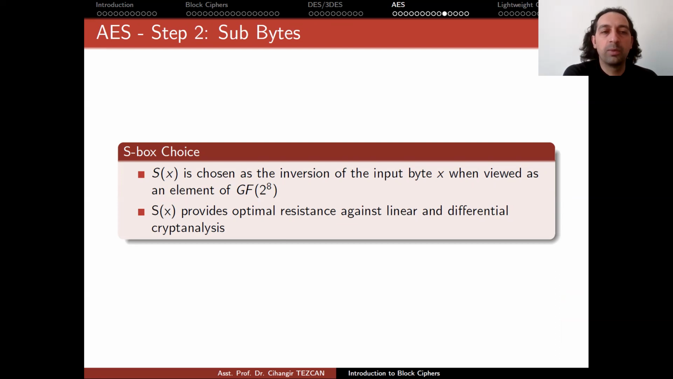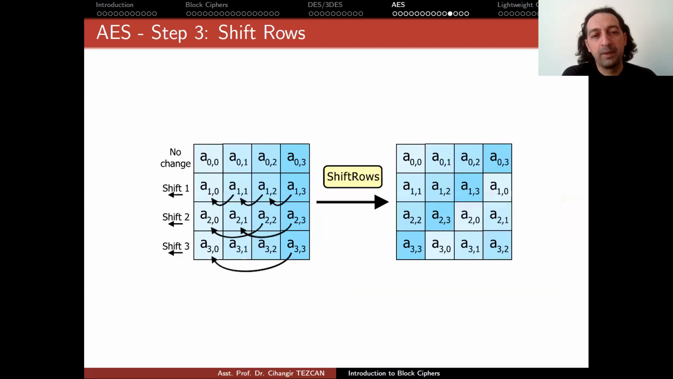So there's an open question about this. The question is, can you find a better 8x8 S-box which provides better resistance against linear and differential cryptanalysis? This problem is still open, and we don't know if there is such an S-box, and we cannot check all of the 8x8 S-boxes because the space is really huge. Our computational power is not enough to check all of them.